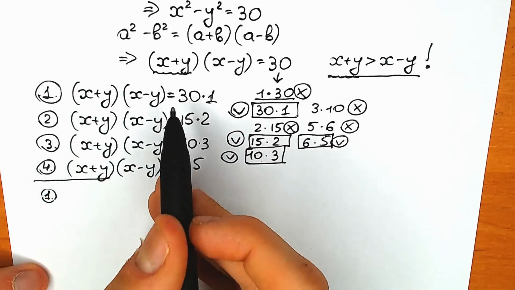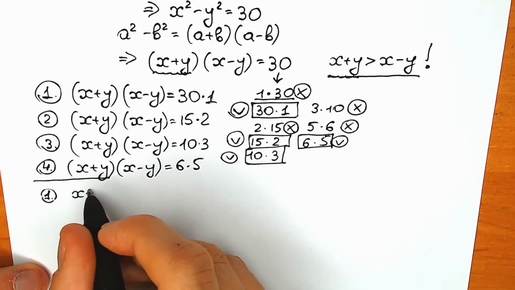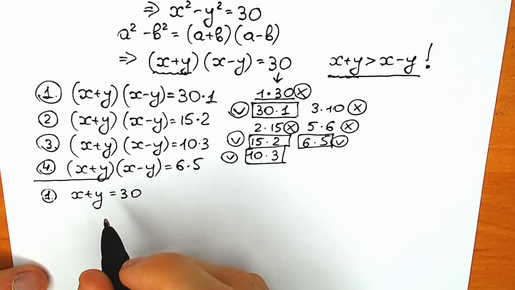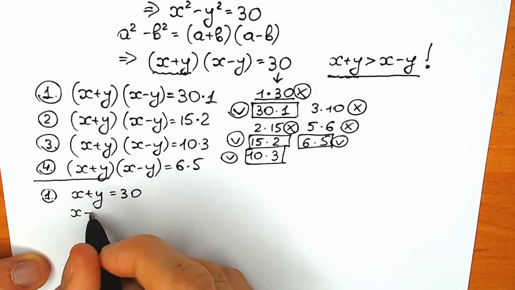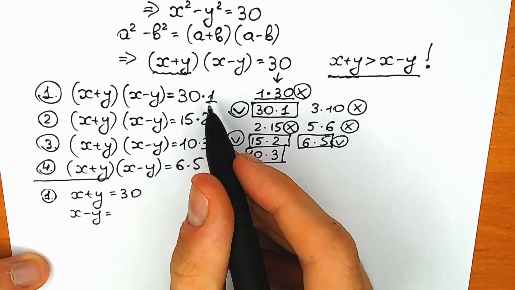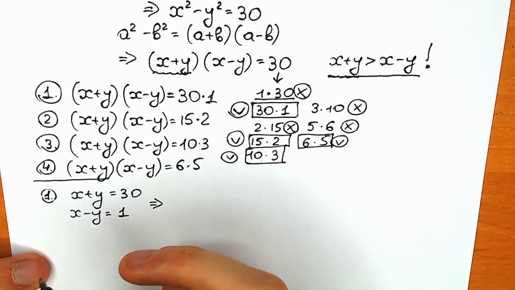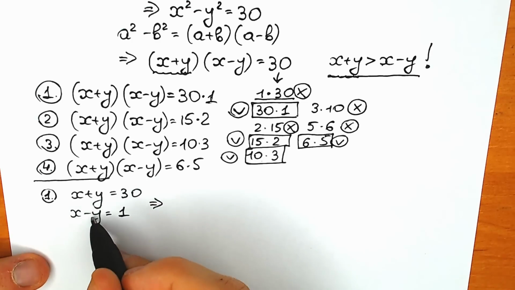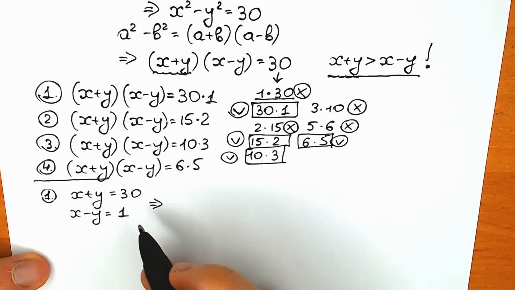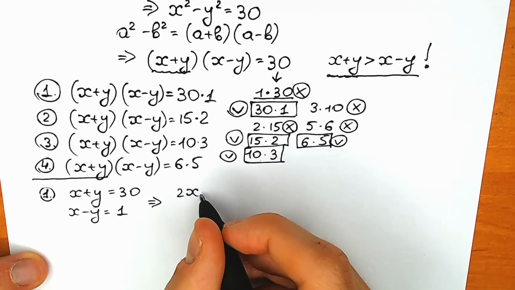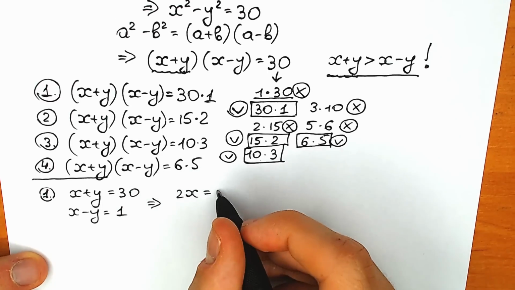So x plus y equal to 30, and x minus y, so addition equal to 30 and subtraction equal to 1. This is a great system of equations because we can easily solve it real quick. So we can easily add this one to this one. As a result, we have 2x because we're going to cancel this y and minus y. As a result, we have 2x equal to 31.